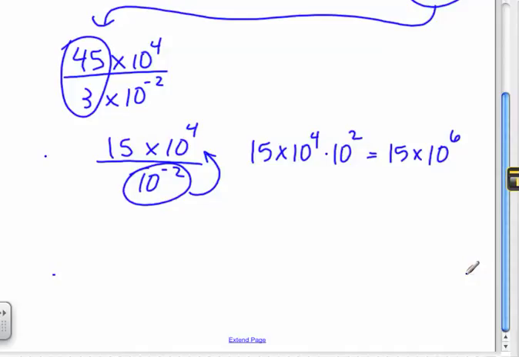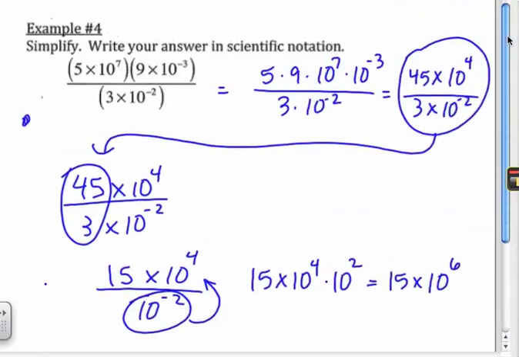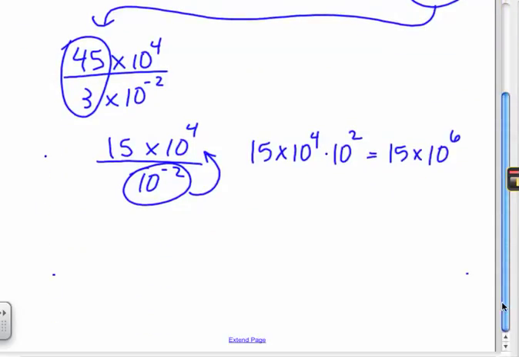What's wrong with this answer? You'd get credit for this on a test, but there's still something wrong with it. What do you think, Gordy? We should make this 10 to the 6th a million. No, I don't have to write it. They want me to write my answer in scientific notation. But this isn't in scientific notation. It's close, but it's just not there yet.